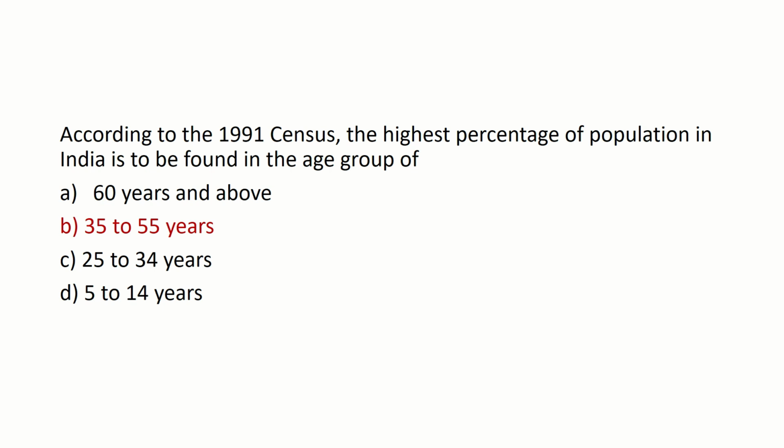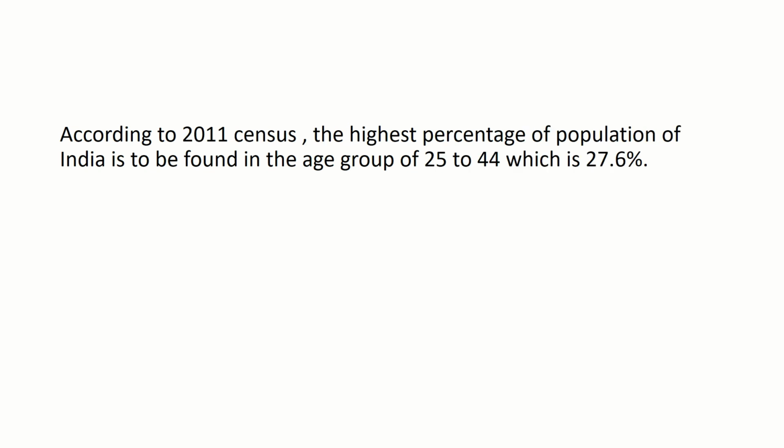Since the 2011 census is out, I don't think the 1991 census report is significant in the coming exams. So let's see the information in the 2011 census. As per the 2011 census, the highest percentage of population of India is to be found in the age group of 25 to 44, which is 27.6%. Now let's move to the next question.